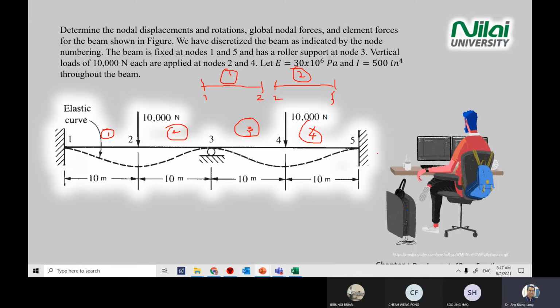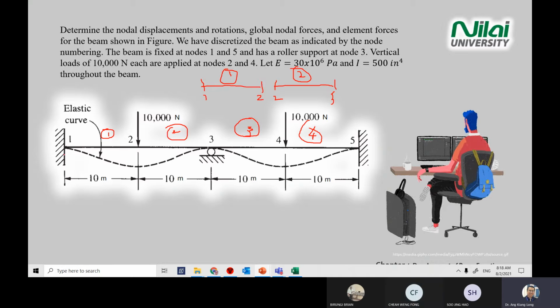Chia, are you there? Yes, sir. All right, Chia, you look at the diagram. What are the external forces you have? How many external forces? 2. 2. So what is the value of the external forces? 1,000 Newton. All right.